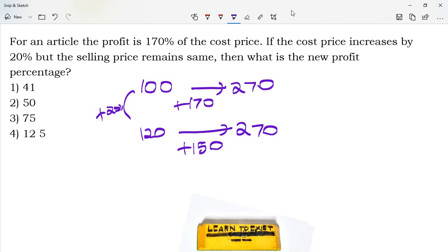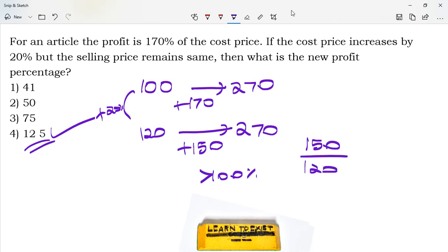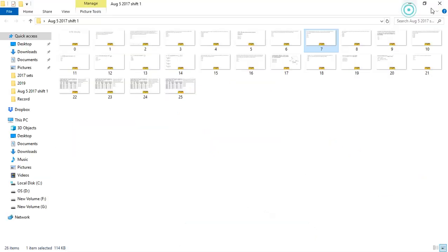We know 150 is greater than 120, so the profit percentage will be greater than 100%, and there is only one option like that, so it should be 125. And if the actual value has to be found, 150 by 120 into 100% will give us the value 125%. Okay, this will be an easy one. We'll have the next question.